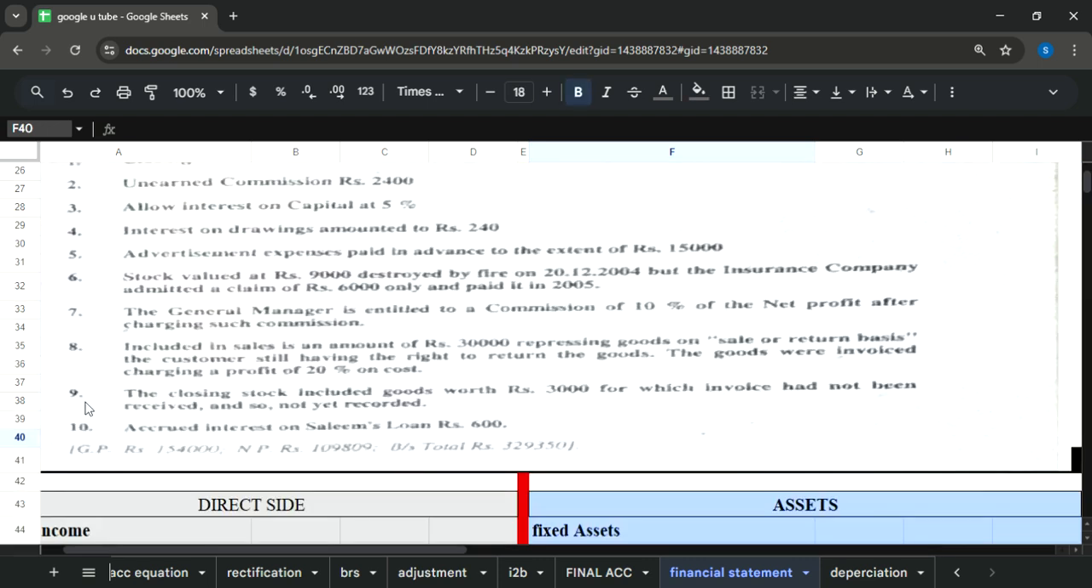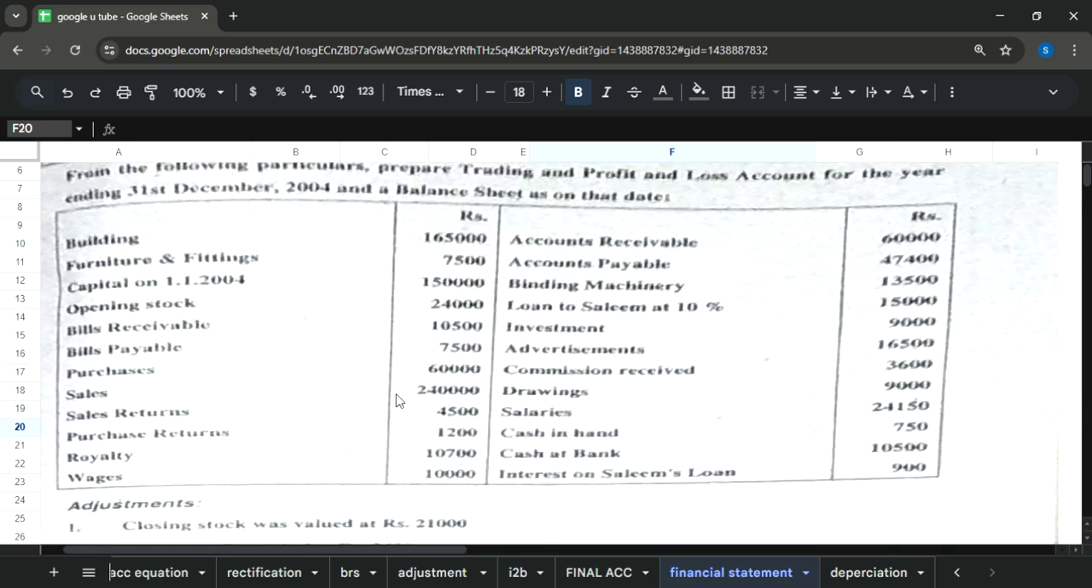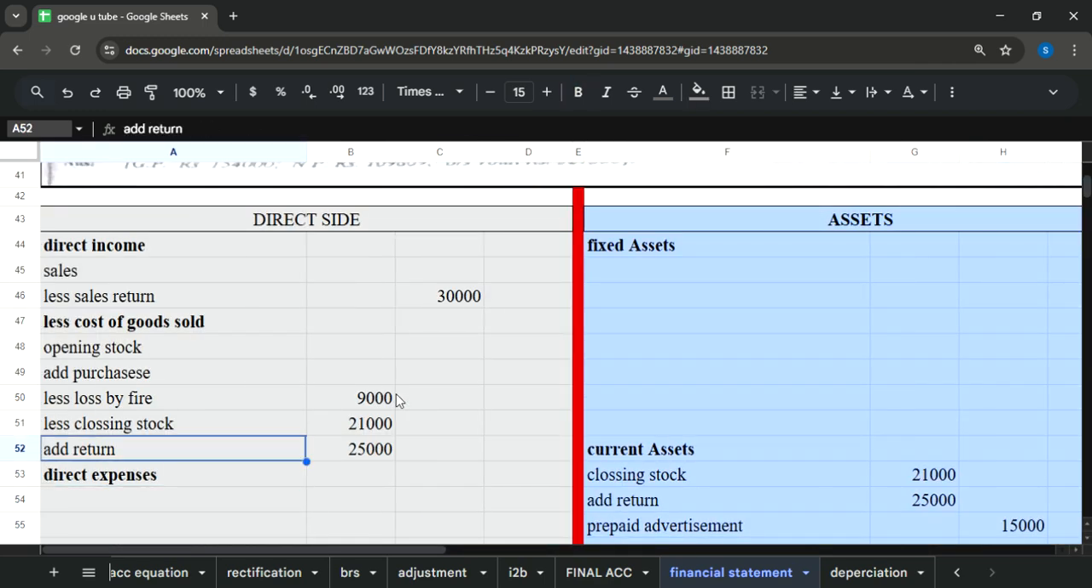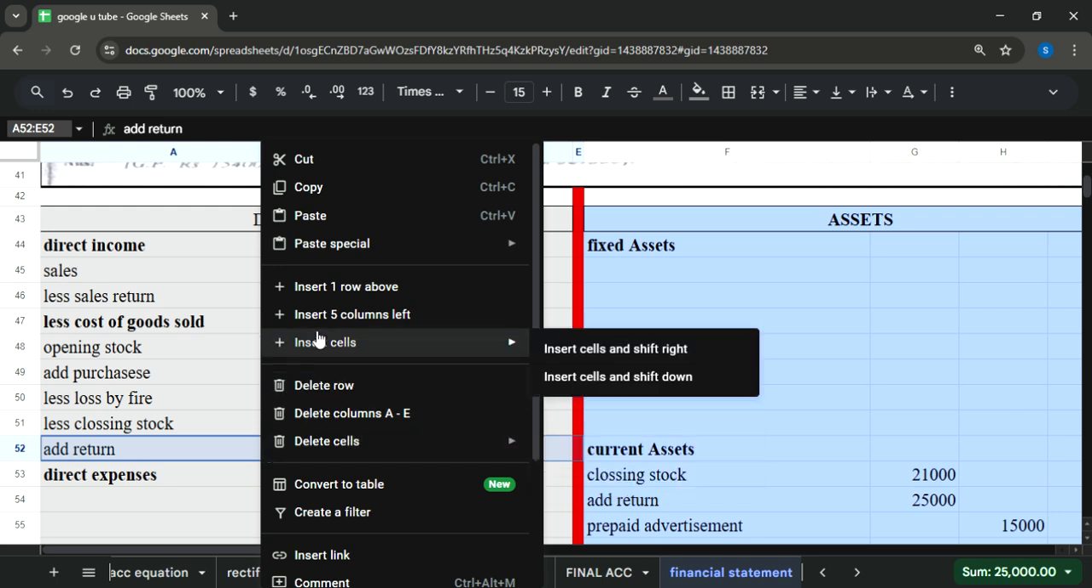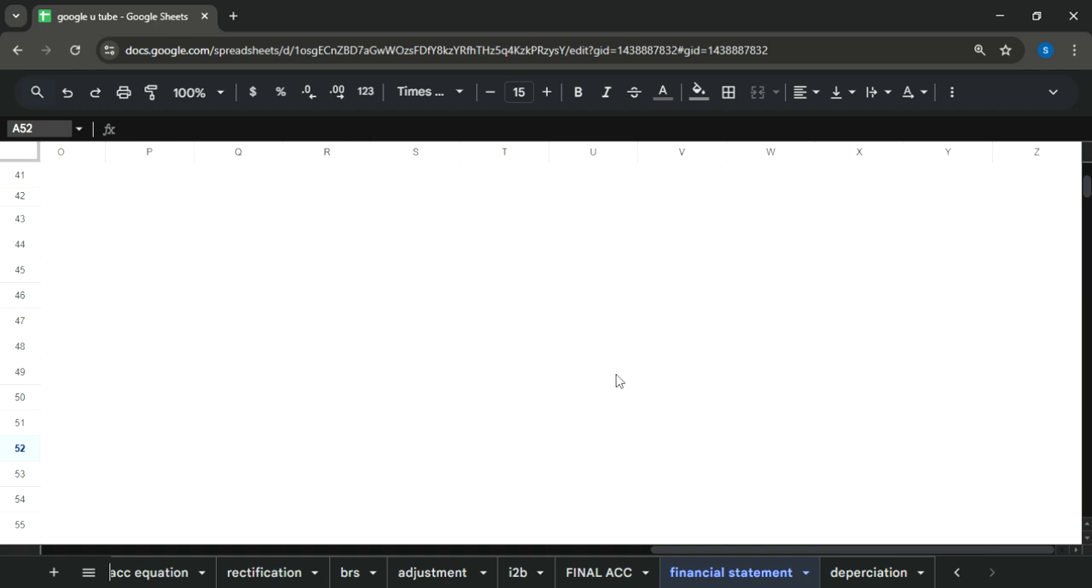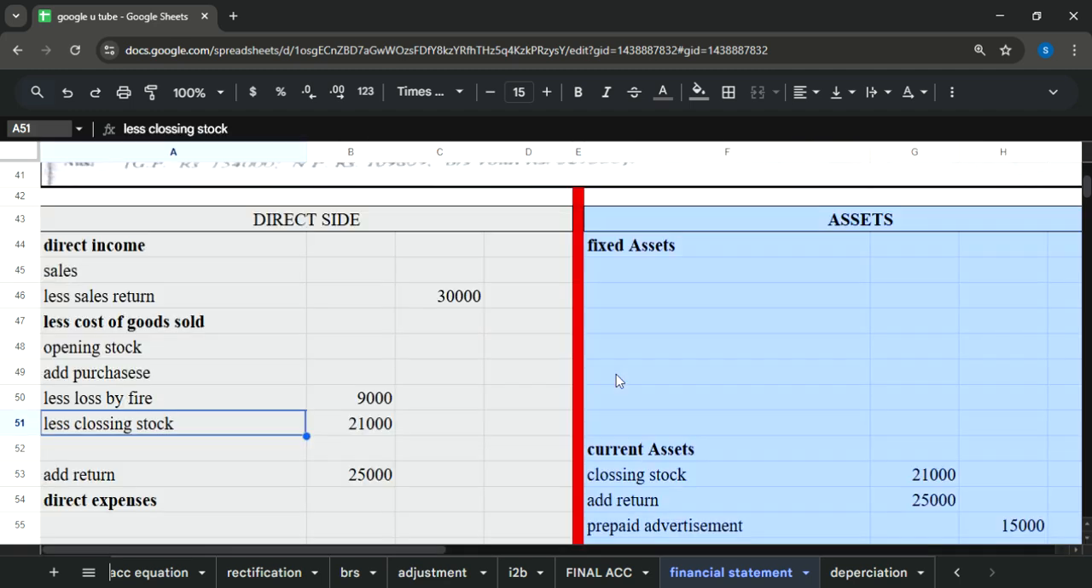Now the 9th entry. Closing stock includes goods worth rupees 3,000 of which invoices have not been received. It means we have not entered them. Again, it is related to the cost of goods sold statement, and we must have another line. So let's make a place for this entry. Please understand what we are going to do. You have purchased some commodities, but you have not entered them, so you will now be entering these commodities.